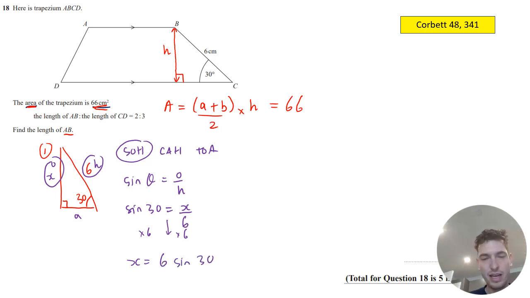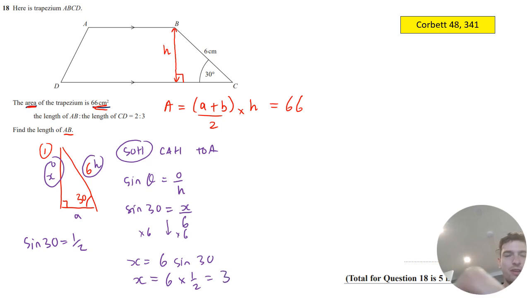Now, this is a non-calculator paper, so this is when you need to remember your exact values of sine, cos, and tan. Sine 30, you need to remember, is equal to a half. So my value of x is 6 times a half, which is equal to 3. So let's draw on that that height is equal to 3 centimeters.